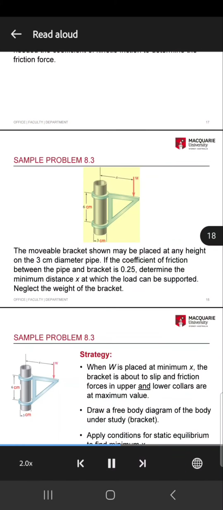The bracket slides on two 3-inch diameter collars, one at the top of the bracket and one at the bottom. The load W, acting now, is applied to the bracket a distance x from the center of the pipe.